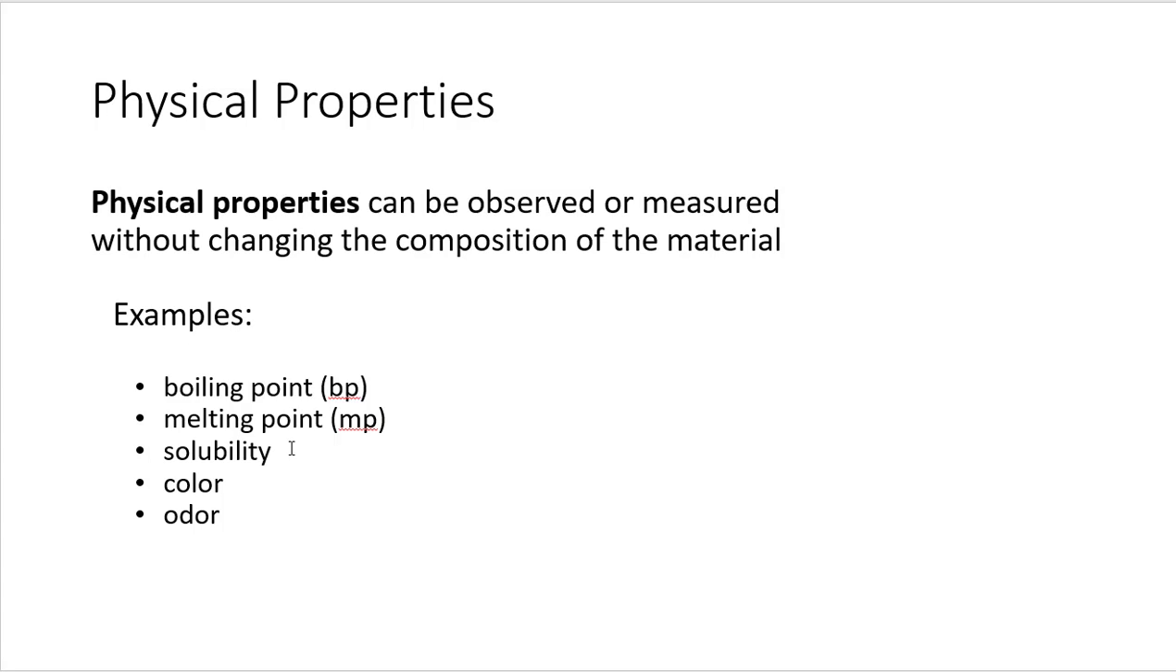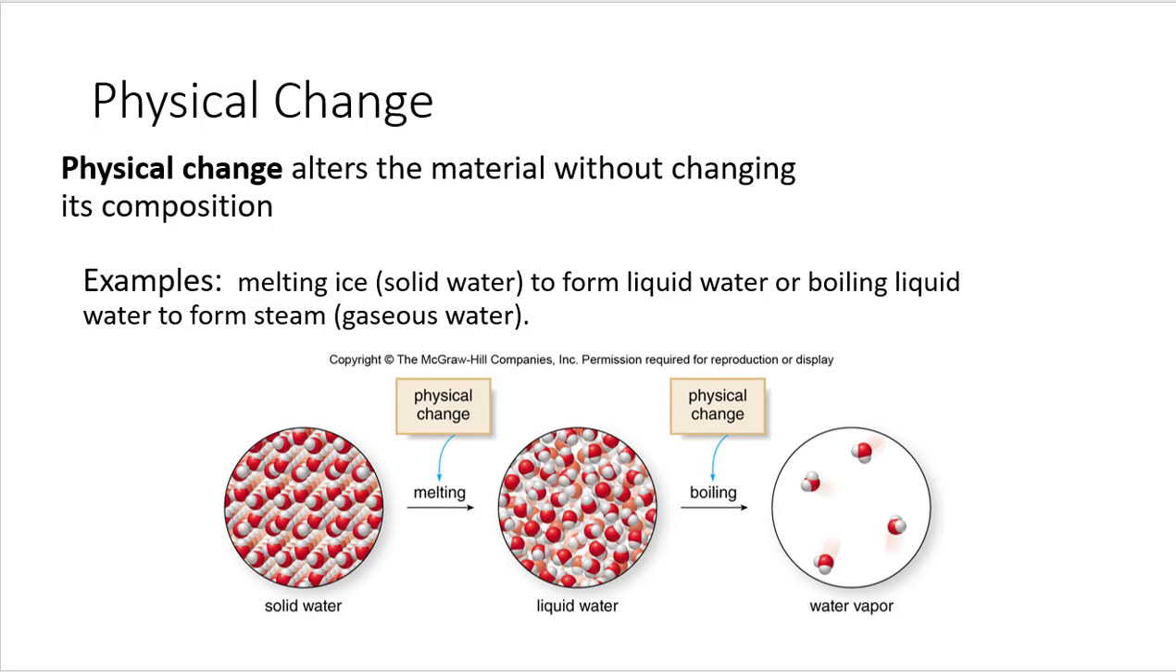Now, some of these physical properties, such as the boiling point and melting point, do require a change to observe, and these would be physical changes. They alter the material, but they don't change its composition. These are generally phase changes, which are going between solid, liquid, and vapor. So we're familiar with the example I just saw: solid, liquid, and water vapor.